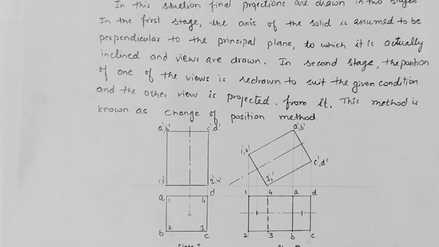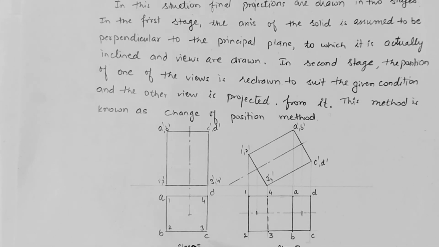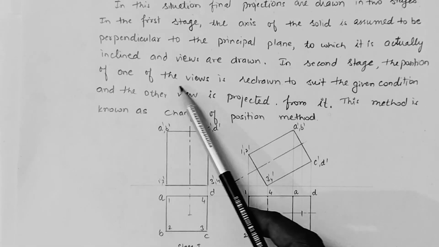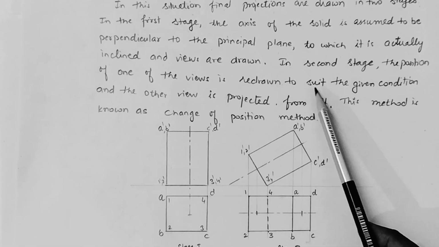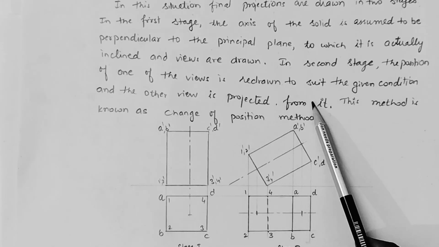here, we assume the object has its axis perpendicular to the HP. So we have to draw this view first. After drawing this view, we will draw the front view of the object. So this we will complete in the first stage. In the second stage, the position of one of the views is redrawn to suit the given condition, and the other view is projected from it.